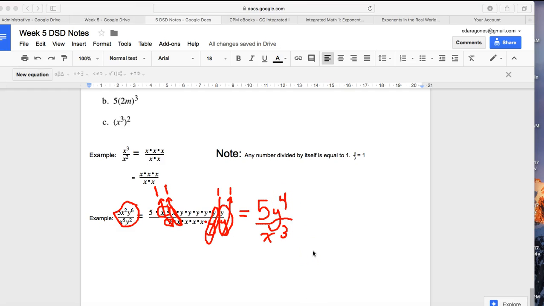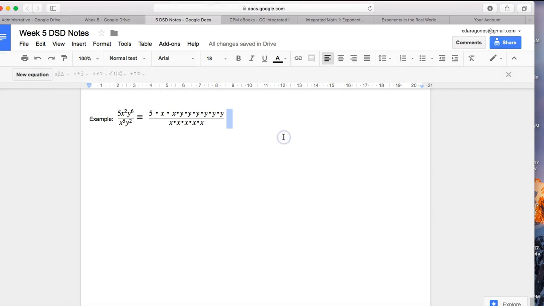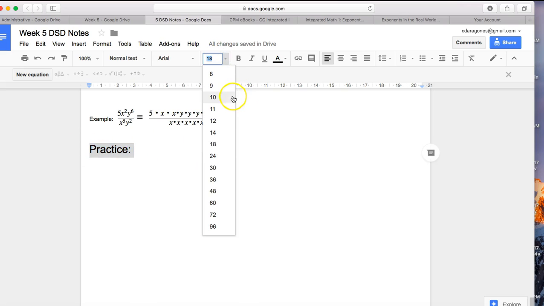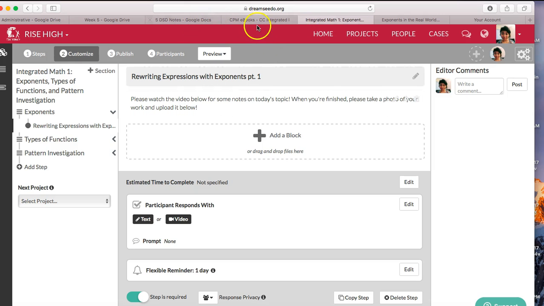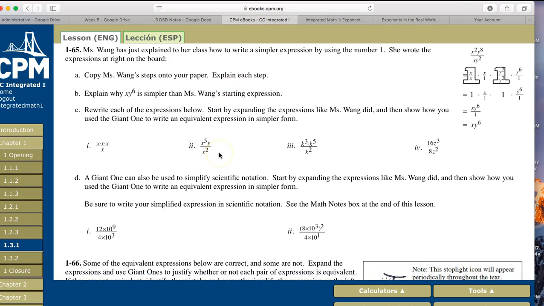So go ahead, pause the video here, write these notes down, and then when you're finished, keep the video playing, and then I will have you do some practice problems with this. Okay, so for you in your notebook, I'd like for you to go ahead and do these practice problems. I'm going to give you an expression, and I would like for you to use this fact that any number divided by itself is equal to 1 to simplify some exponential expressions, okay? So I'm going to go ahead and give you 4 problems.